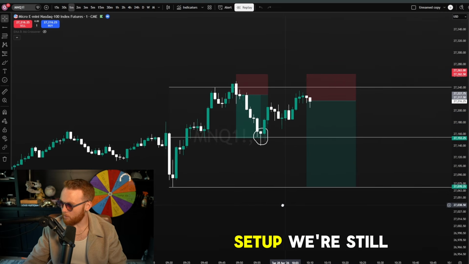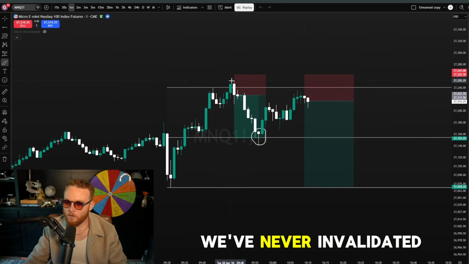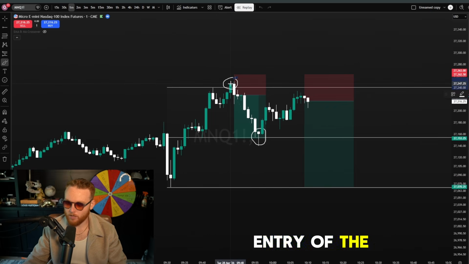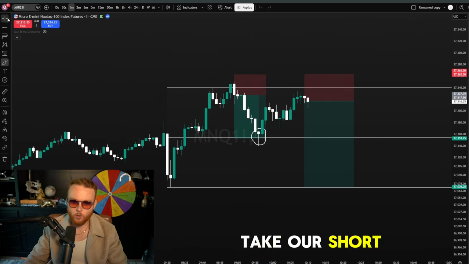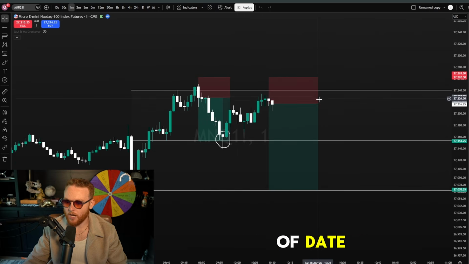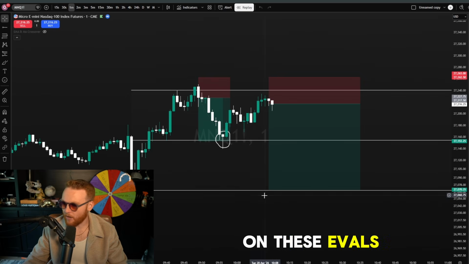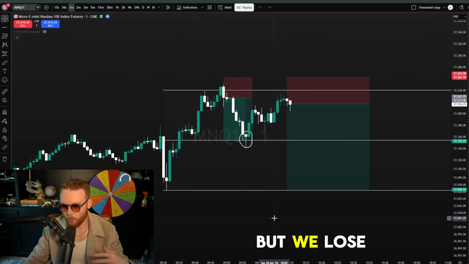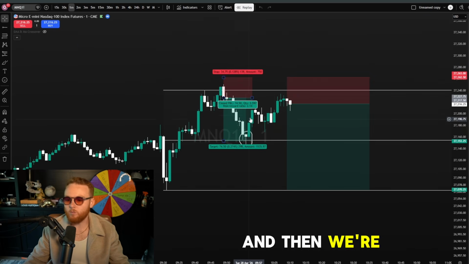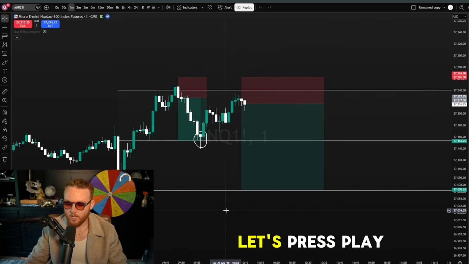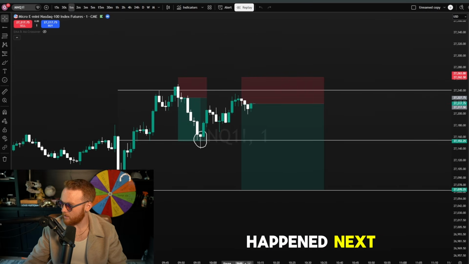Still the same setup. We're still bearish. We've never invalidated the original short entry of the inverse ORB because we never broke back above that high. So we're going to take our short entry here and target that low of day. Worst case scenario on these evals, we lose some money on the evals, and then we're still green on our fundeds. Let's press play and see what happened next.